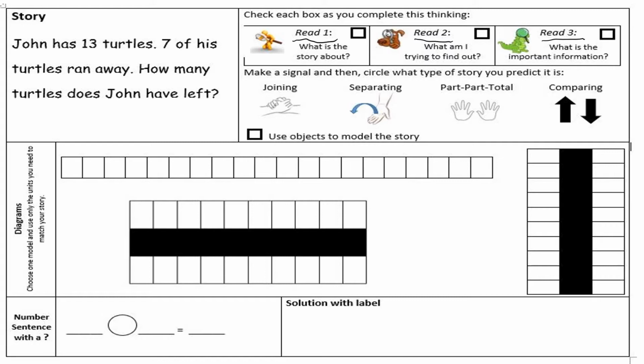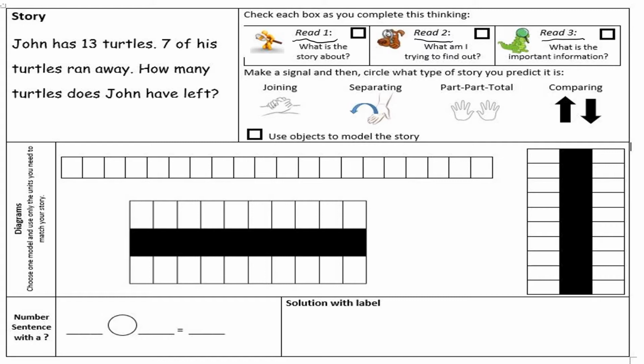Now with any story, it could be about bunnies, it could be about candy, it could be about marbles, it could be about race cars, it could be about anything really. Anything they want to make up a story and make it about, they can make it about. So let's read our story. It says John has 13 turtles. 7 of his turtles ran away. How many turtles does John have left?